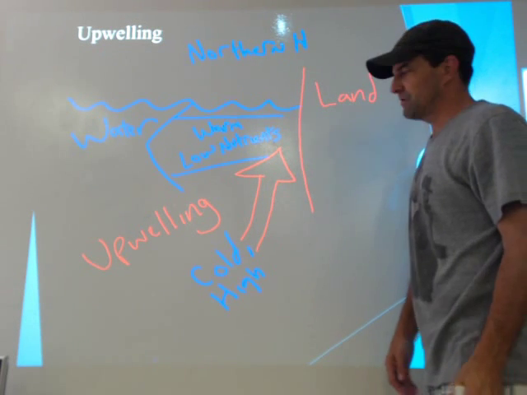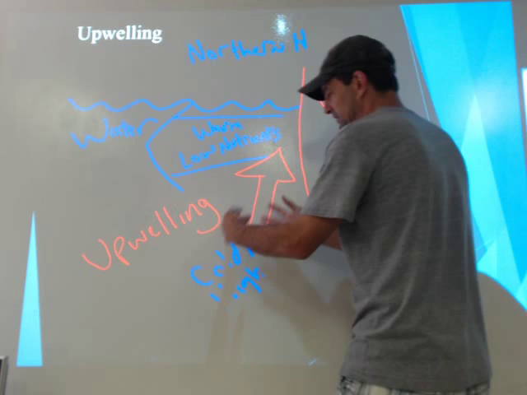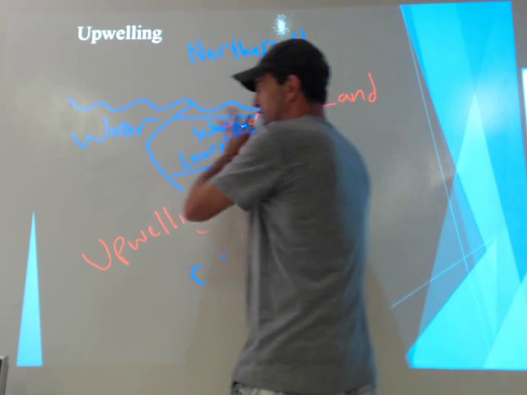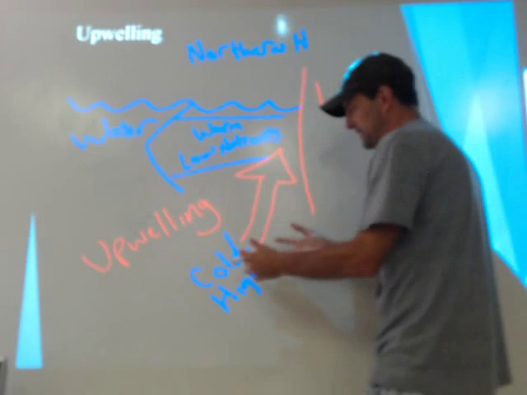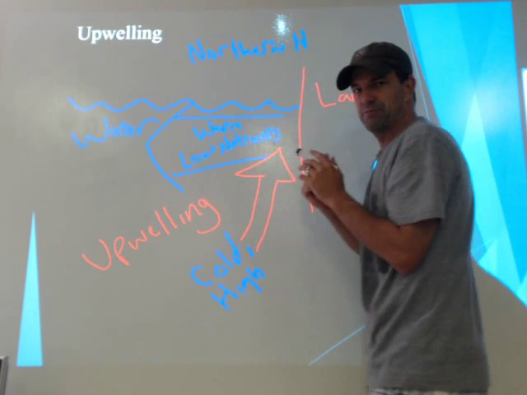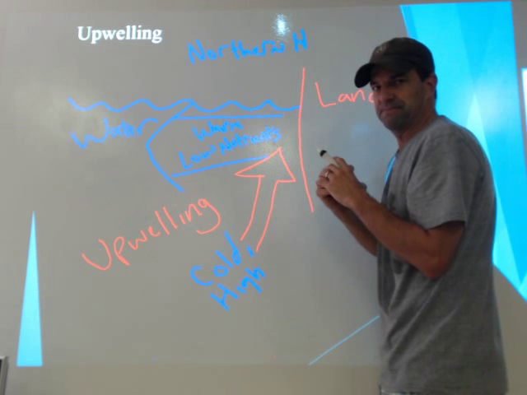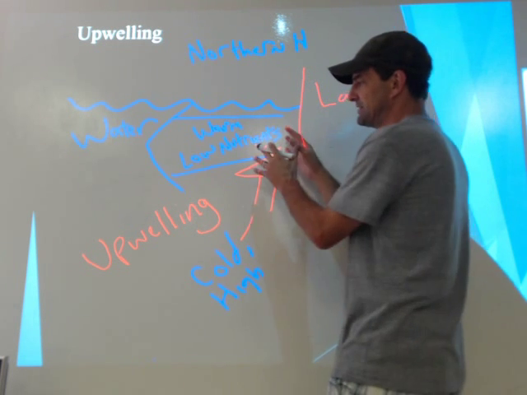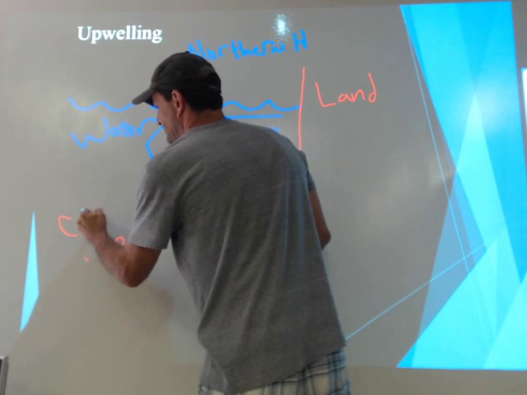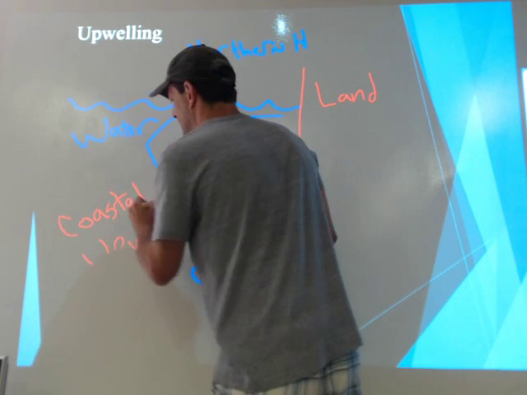Okay, so now we get cold, nutrient-rich water pulled up toward the surface. This warm water is moving across, and so you can imagine with this upwelling bringing these nutrients, now you can get a lot of production in this area. So this is one type of upwelling. Because it has land here, this is called coastal upwelling.